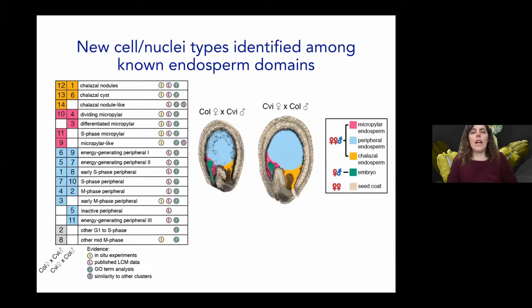Okay. And so through many of the same approaches that Birch has described, we were able to identify new types within these 3 known endosperm domains. I haven't been able to go into all of the details of these different clusters, but some of these clusters are actually due to cell cycle phase, so S and M phase really stand out. Some are due to different functions.